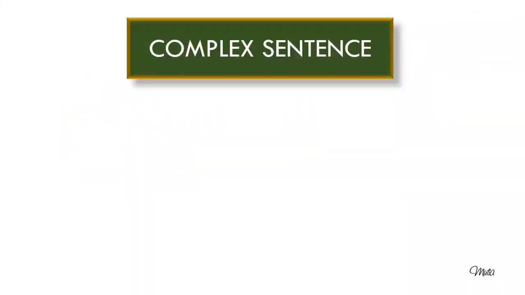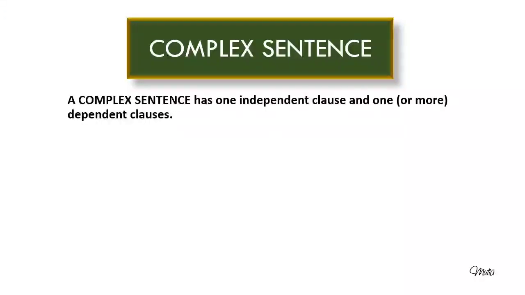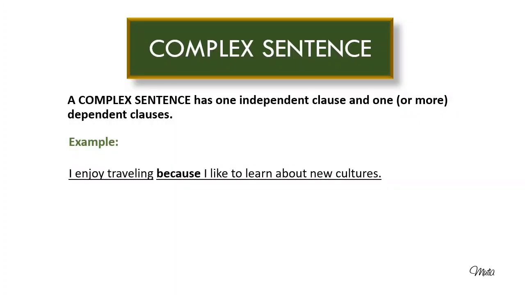The third type of sentence is complex sentence. A complex sentence has one independent clause and one or more dependent clauses. For example, I enjoy traveling because I like to learn about new cultures. This sentence has two clauses. The first is I enjoy traveling, an independent clause. The second, because I like to learn about new cultures, is a dependent clause. The dependent clause begins with subordinator because.